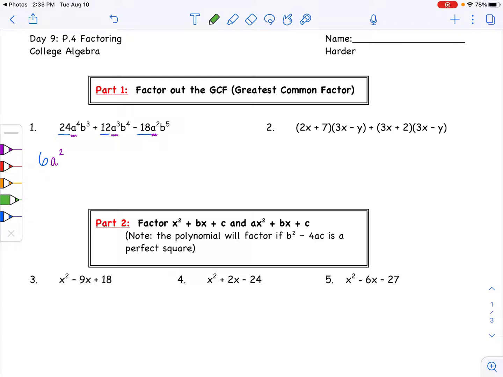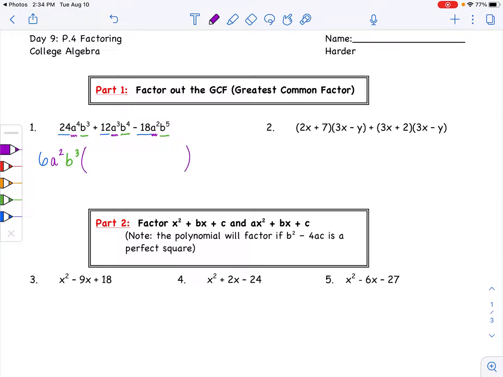Last but not least, we have our b's. We have b cubed, b to the fourth, b to the fifth. The largest amount of b's I can take out is b cubed, because the first term has b cubed. The rest have exponents that are bigger than that. So doing that, great.